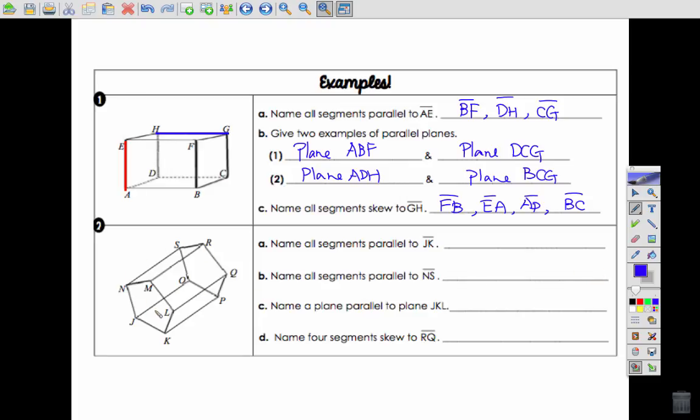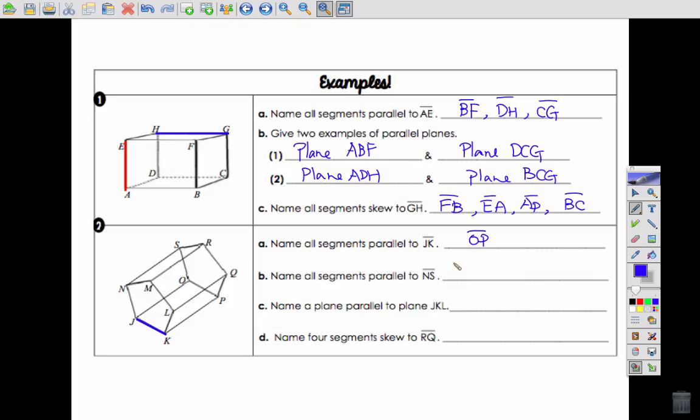One last example. In this diagram, we have to name all the segments that are parallel to JK. JK is here. So all the lines that are parallel to that, I think the only thing I can see is this OP here. I don't have any other, there's nothing in this plane, only at the bottom, OP is parallel to that.